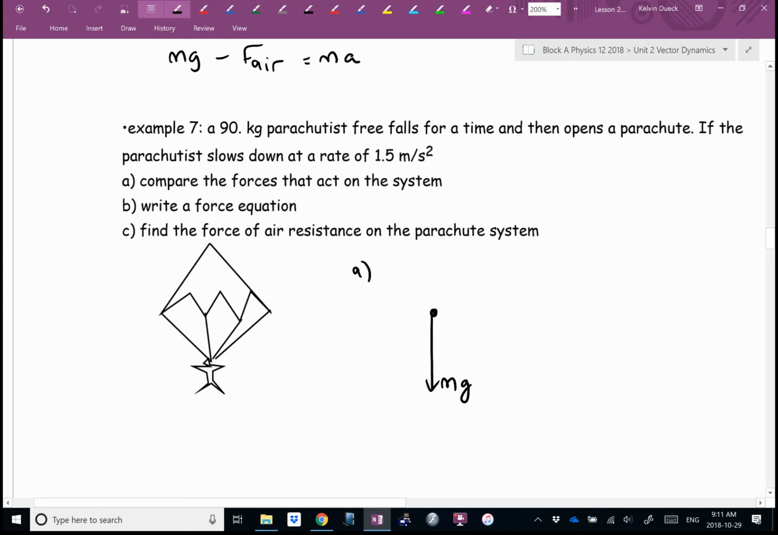If I was in free fall in a vacuum, that's it. Am I in free fall in a vacuum? Okay. So there's got to be a force up, bigger, smaller, or the same size as gravity. Let's see if we can figure it out. The key phrase, you might want to underline this, slows down.